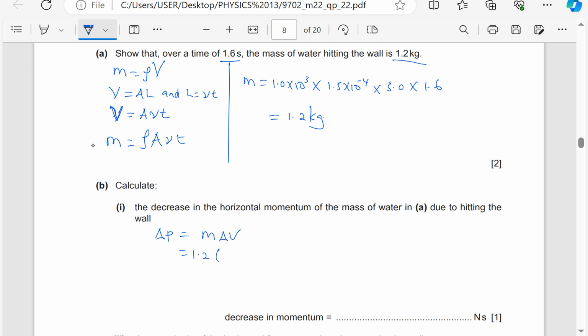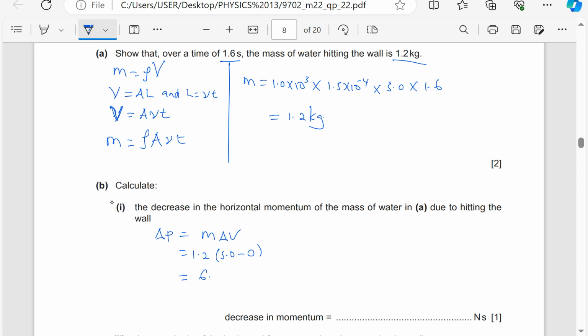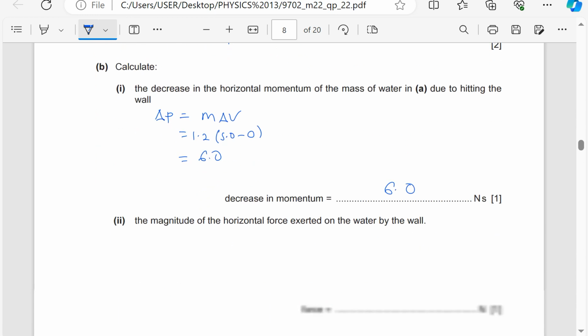The change in velocity can be initial minus final or final minus initial, so I will simply say 5.0 minus 0, which is going to be equal to 1.2 times 5, which is 6. So this is 6.0. So the change in momentum is 6.0 newton seconds.